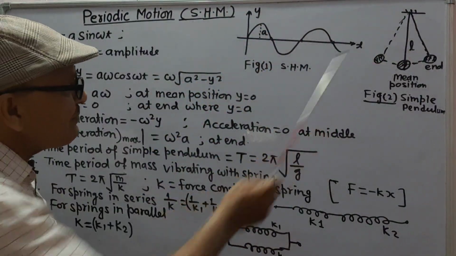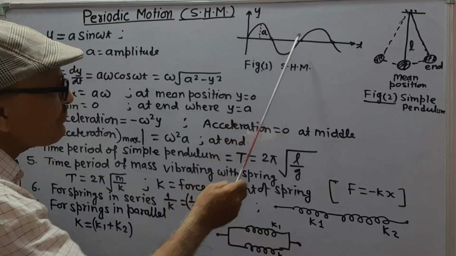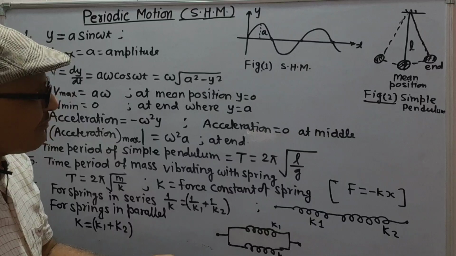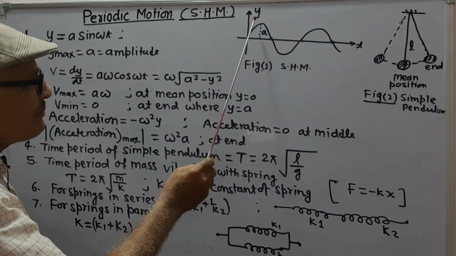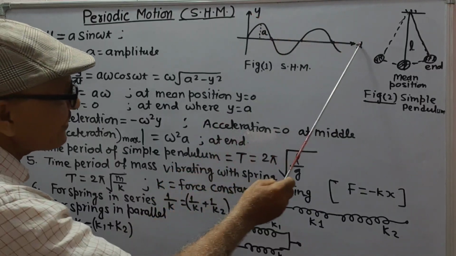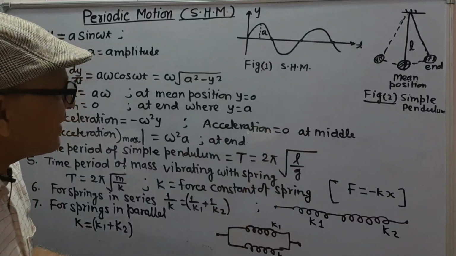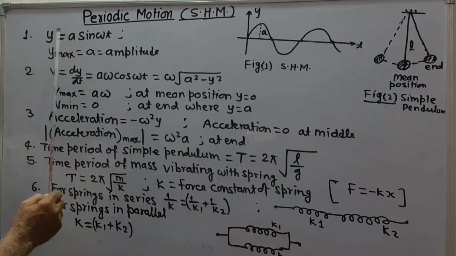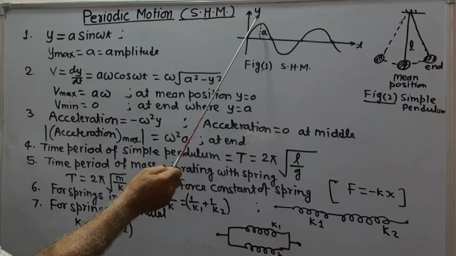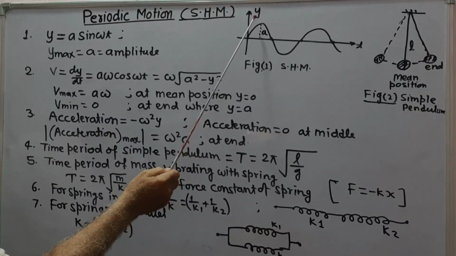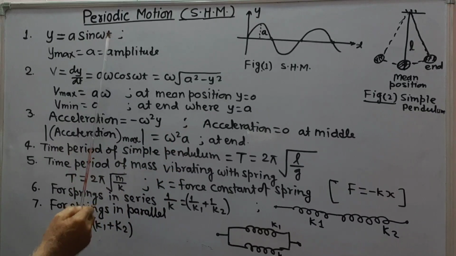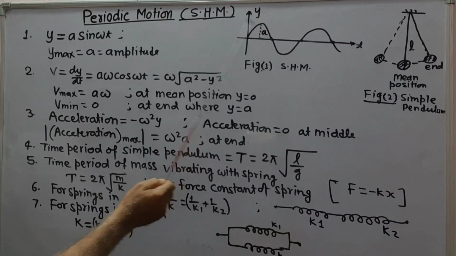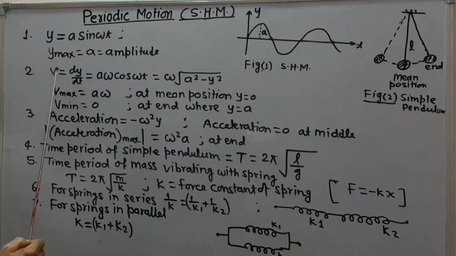This is a simple pendulum. This graph represents a simple harmonic motion in which y represents the displacement of a particle from mean position and t represents time. The equation of simple harmonic motion is given by y is equal to a sin omega t, where a is the maximum displacement from mean position and is called amplitude.